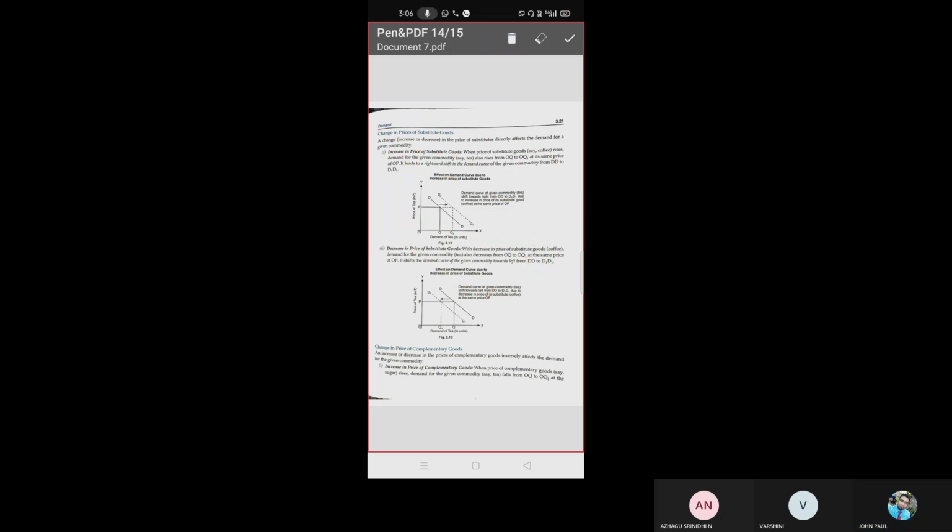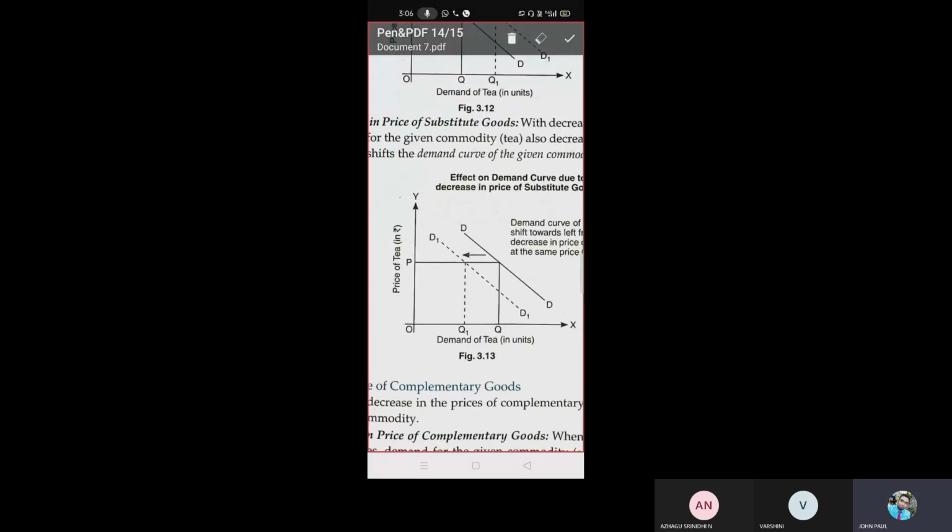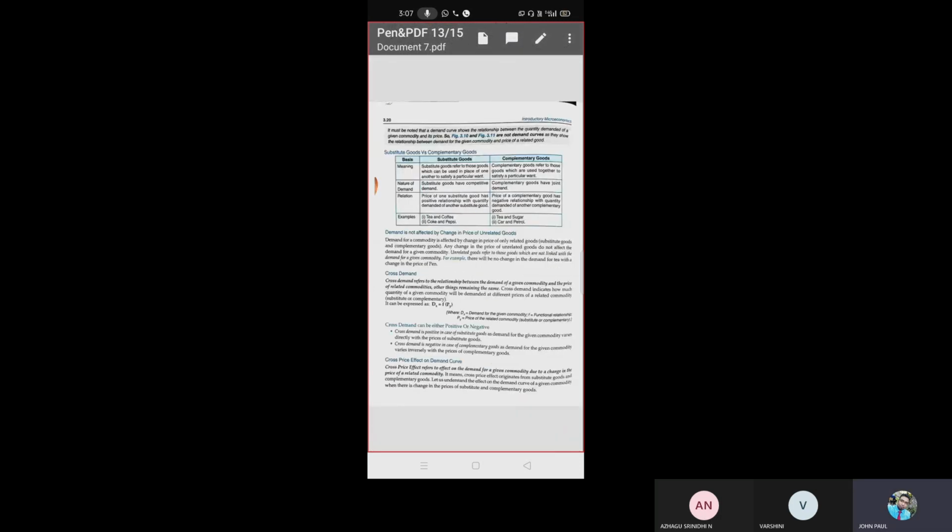You can see the price didn't change. There is no change in price at all. The price of tea remains constant, and due to fall in price of coffee, demand decreases. This is what is called cross demand is positive. Next one is in case of cross demand is negative, then increase of complementary goods. Okay, let us go back to our example.